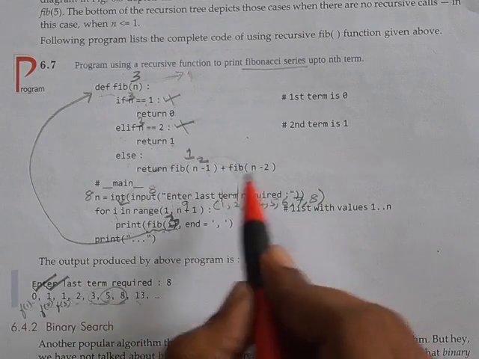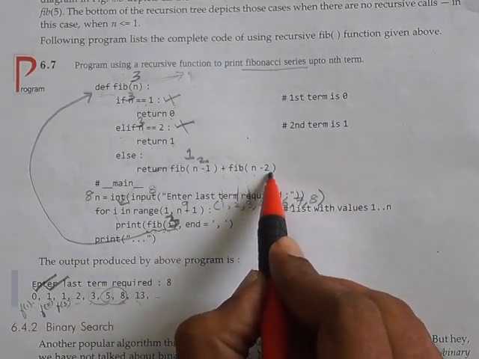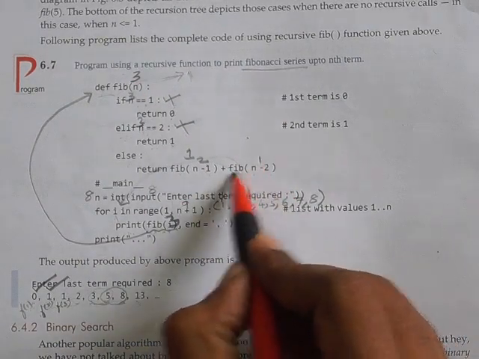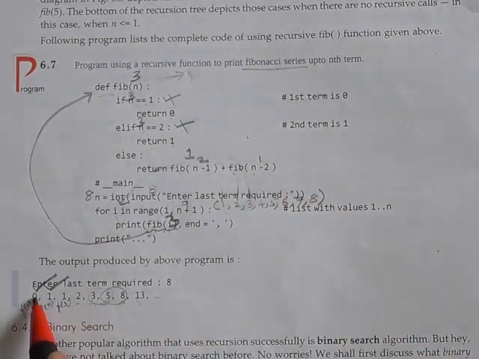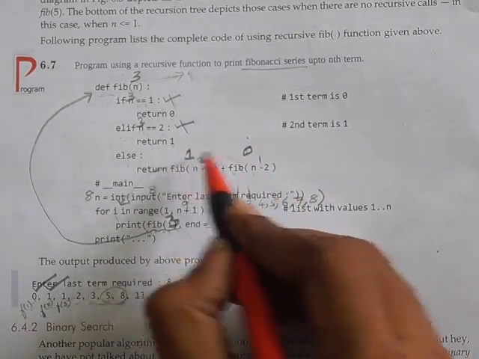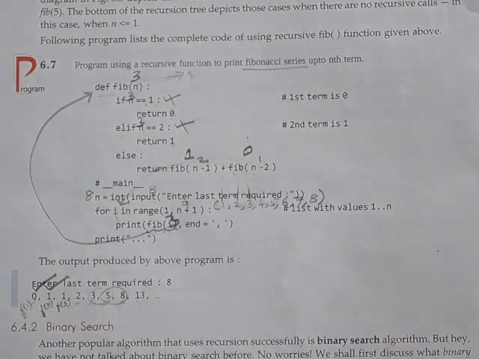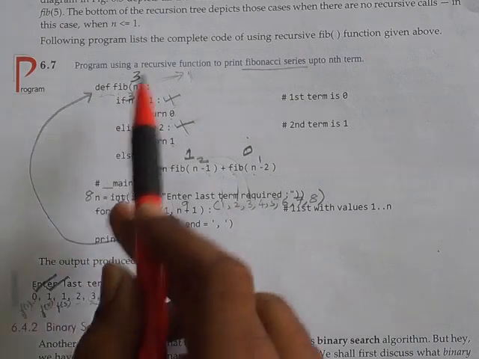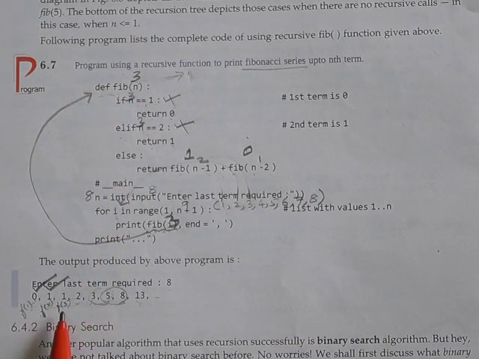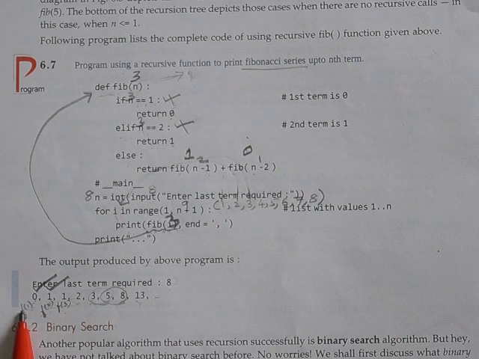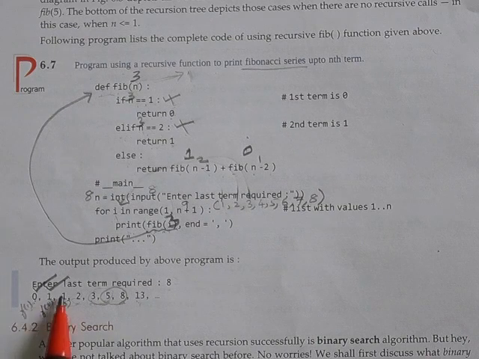Then plus fib(n minus 2). So 3 minus 2 is 1. So fib(1) is 0, and it will return the value 0. So very simple. You see, what is the value of fib(3)? It will add the previous two fib values. So it will do fib(2) and fib(1), such that 0 plus 1 will become 1.